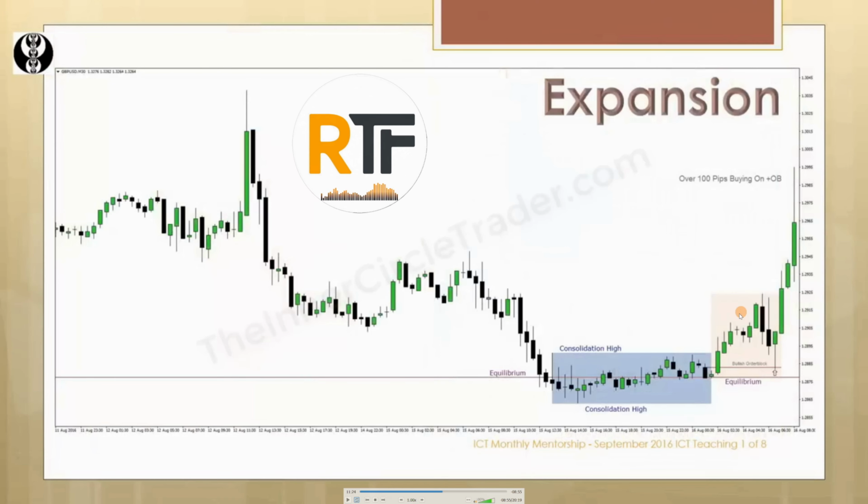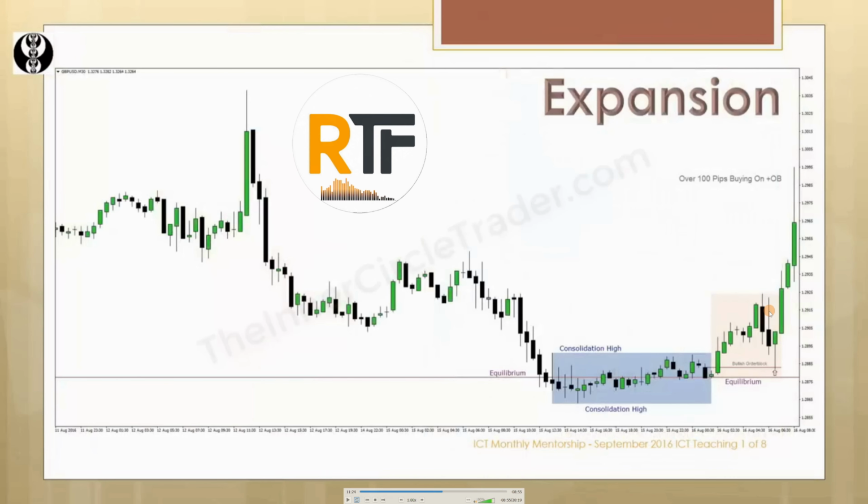Now, we don't want to chase price here, but we patiently wait for it to return to the order block near equilibrium. The bullish order block is this last down close candle near equilibrium. Price did return back here before rallying up even more.